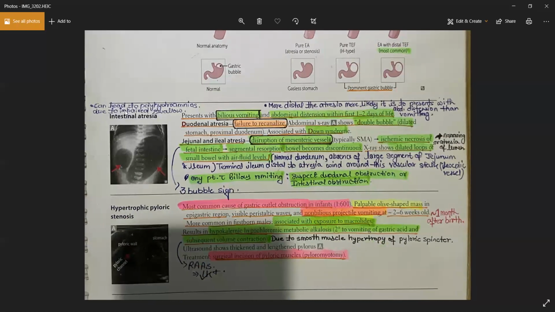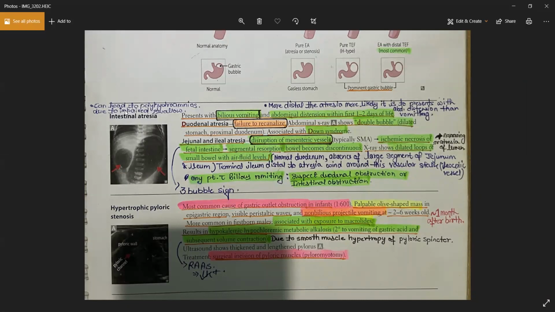Similar to the esophageal atresia, you also have the intestinal atresias. And just like the esophageal atresia, if you get any intestinal atresia, you can also have polyhydramnios. Because after passing through the stomach, all of this will go to the intestine, right?